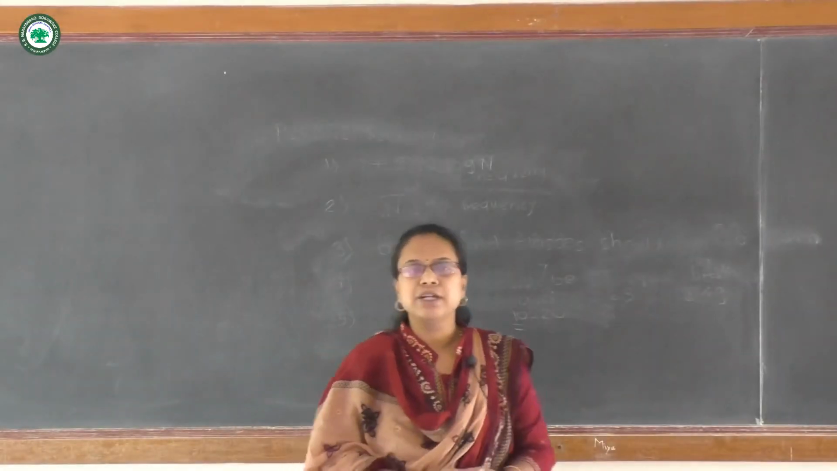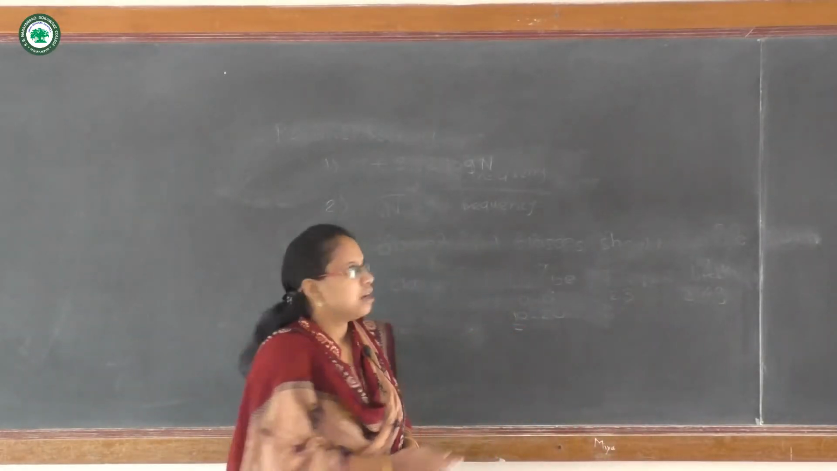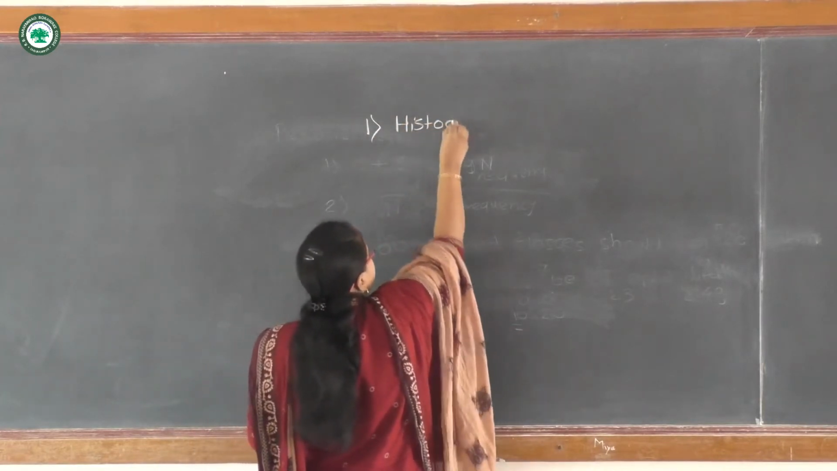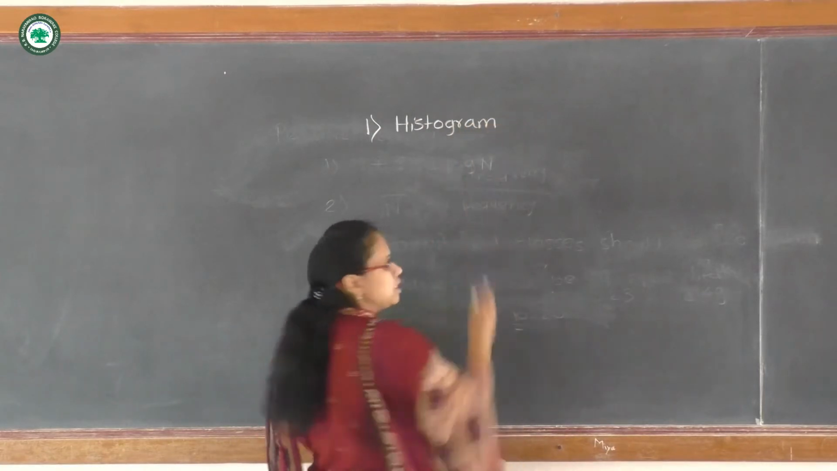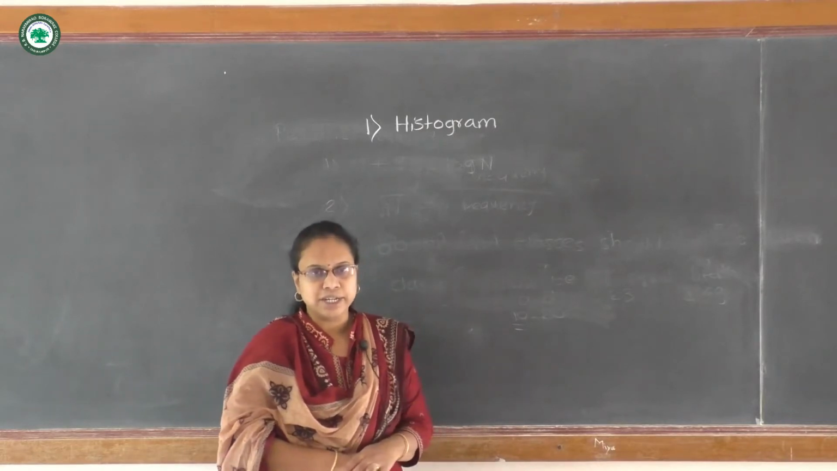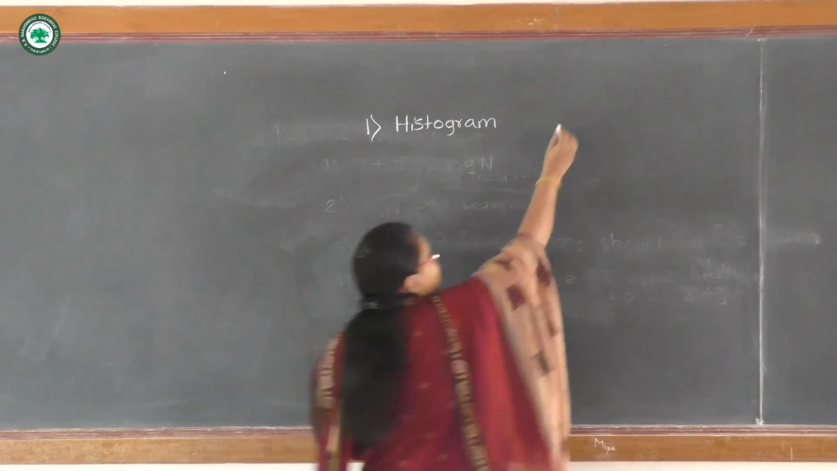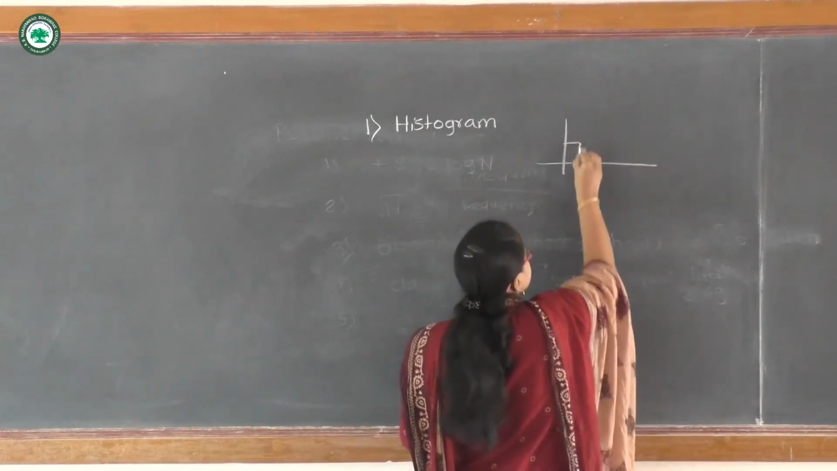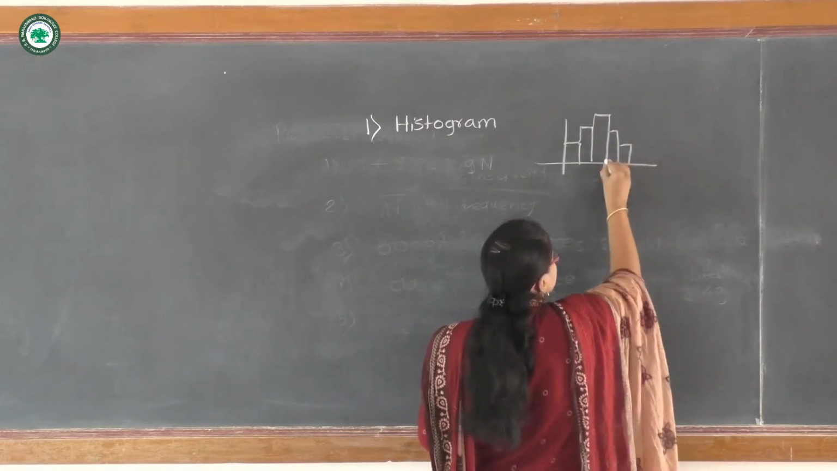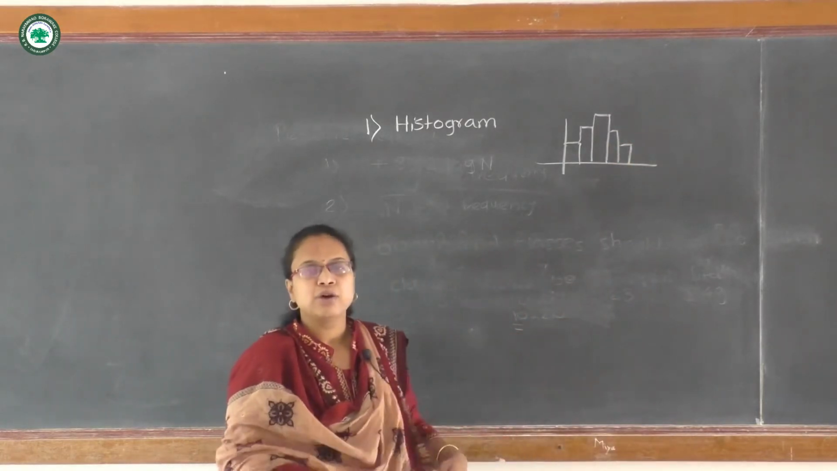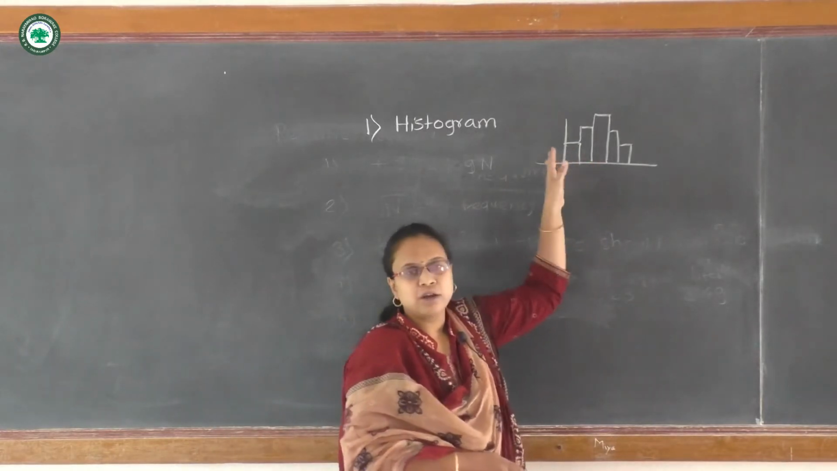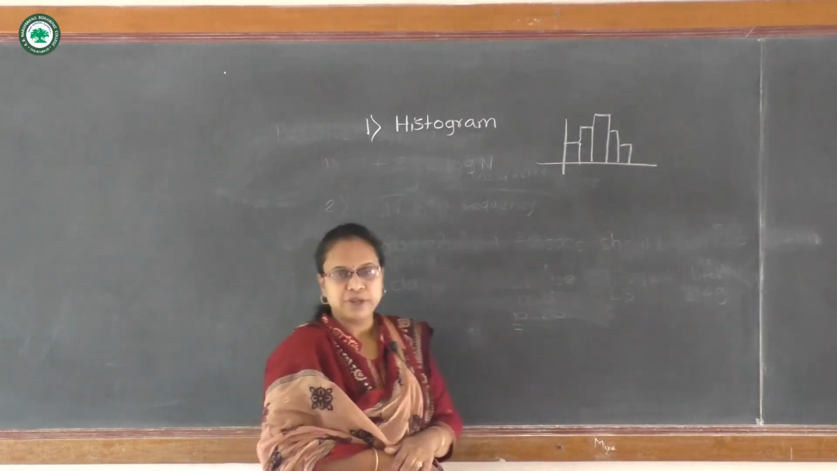So let's see some graphical representations for the statistical data. The first is the histogram. The histogram is a very popular graph in the representation of statistical data. So it looks like this. This is the rough idea about the histogram, and on the x-axis we take the class intervals, that is the class width, and on the y-axis we will take the class frequency.